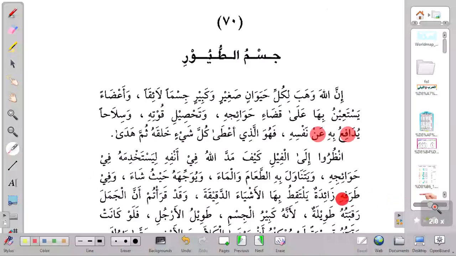وَفِي طَرَفِهِ, and in its ending, taraf actually means the ending part of something, or the edge of something is all termed as taraf. So وَفِي طَرَفِهِ, and its end, its edge, زَائِدَةٌ, there is an extension, يَلْتَقِطُ بِهَا الْأَشْيَاءَ الدَّقِيقَةَ, it picks by means of it light objects, things that are very light. The elephant can pick it by its nose. At the end of the nose, there's some extension that it can use to pick it. That's what he's saying. التقط يلتقط is the verb here, which means to pick up something.